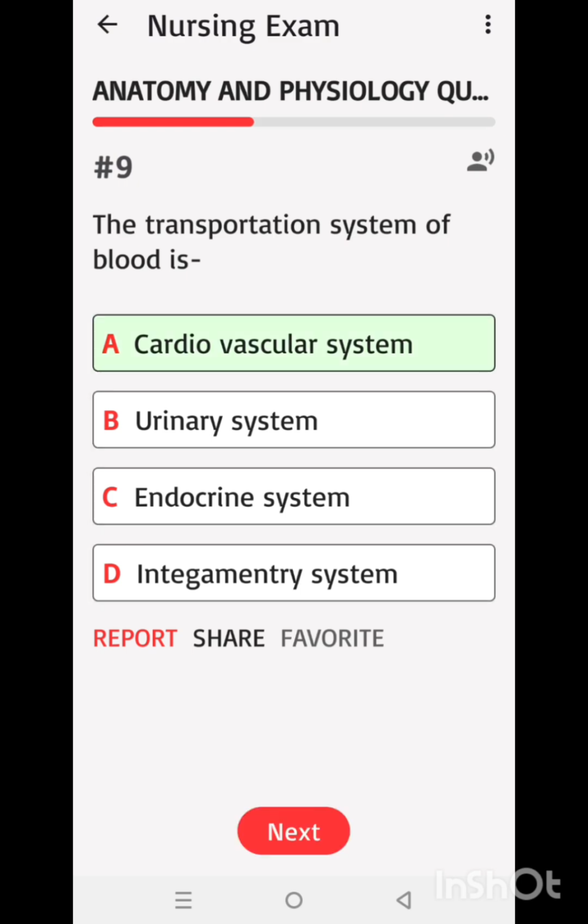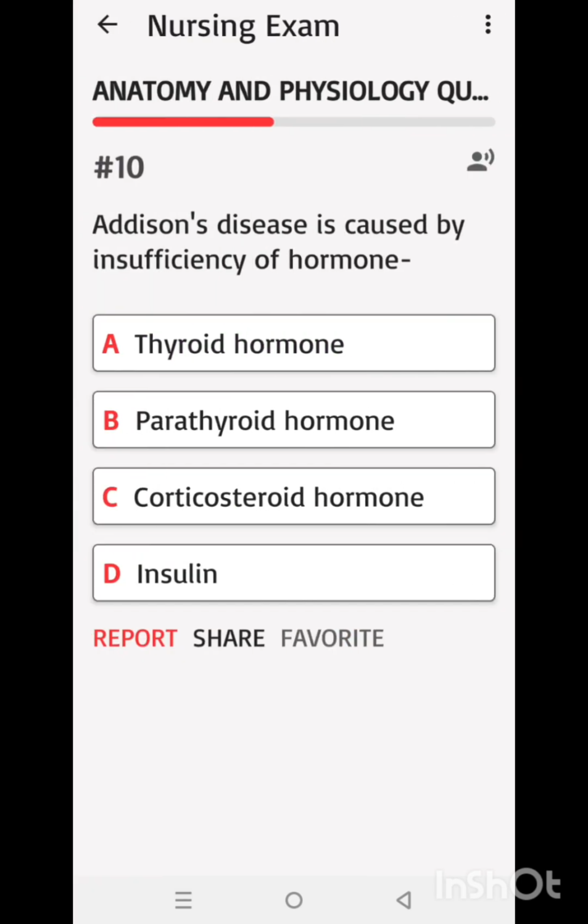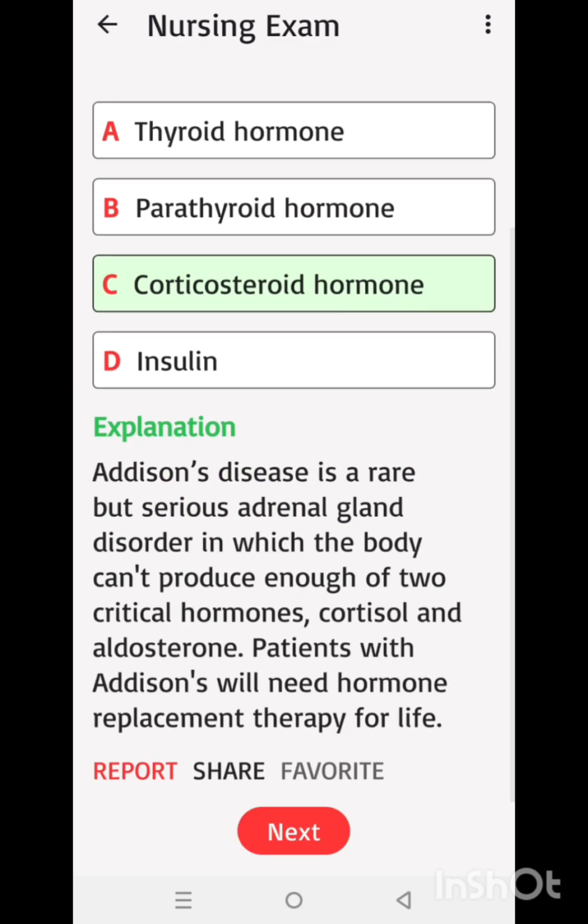Correct answer: A. Addison's disease is caused by insufficiency of hormone A. Thyroid hormone. B. Parathyroid hormone. C. Corticosteroid hormone. D. Insulin. Correct answer. Addison's disease is a rare but serious adrenal gland disorder in which the body can't produce enough of two critical hormones, cortisol and aldosterone. Patients with Addison's will need hormone replacement therapy for life.